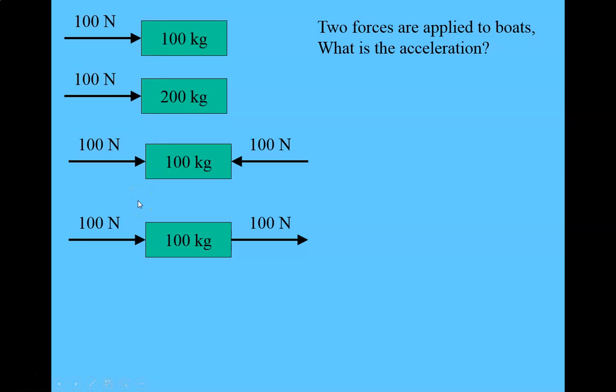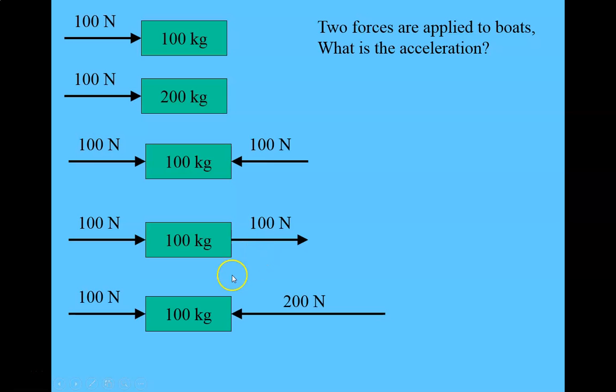2 meters per second squared. So this one is 2 meters per second squared. Okay, what about this one? 100 and 200, going 200 going to the left. That's going to equal minus 1 meter per second squared because it's going to be negative.